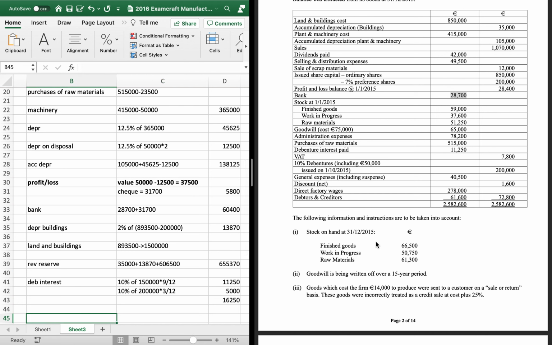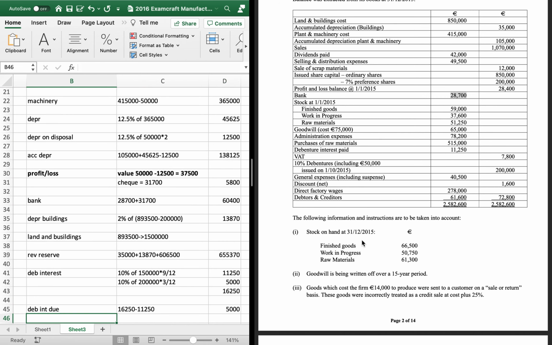So our debenture interest due then is, if we've paid any, we have to take it away. So we've paid 11,250 up here in the question. So that'll be 5,000. Okay.